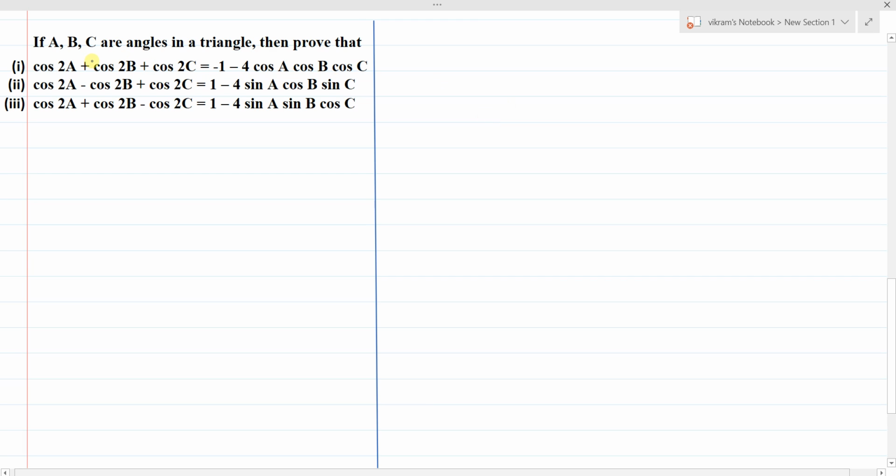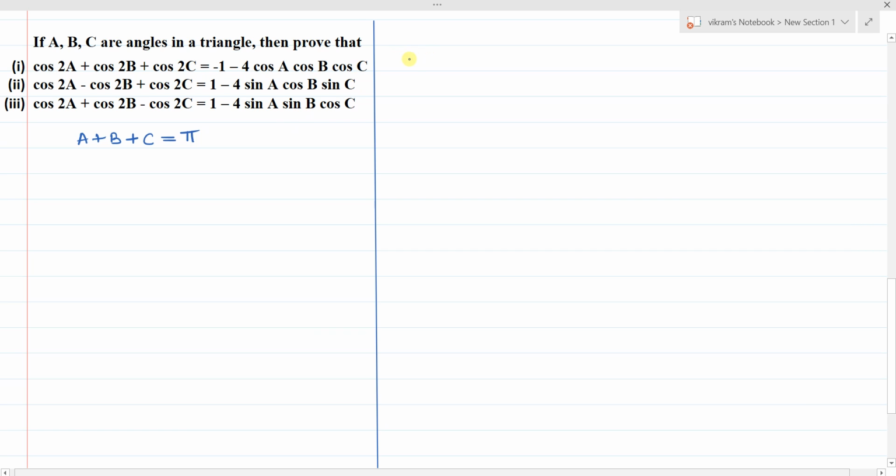The question is, if A, B, C are angles in a triangle, then prove that the following. He has given three questions. From the given information, we can write that A, B, C are angles in a triangle, then A plus B plus C is equal to 180 degrees.